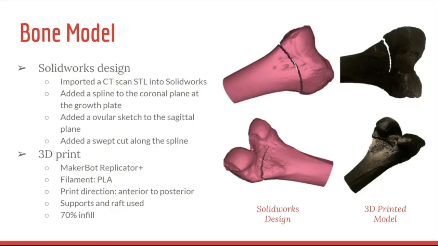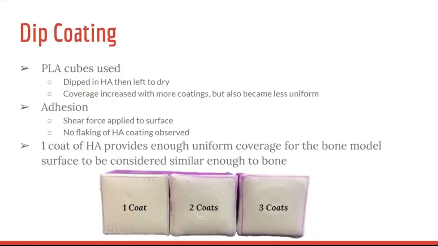To test the hydroxyapatite coating, we decided to start on a small scale by using PLA cubes to test the adhesion, and a hydroxyapatite slurry was created by centrifuging the hydroxyapatite powder in the H2O mix. And then we dipped the cubes into it in 1, 2, and 3 coats. It appeared that with more coats, the covering became thicker but less uniform, and one coat had enough coverage to adequately mimic bone without any deformity. We also applied shear forces to the coatings to see if any hydroxyapatite would come off, but no flaking was observed.